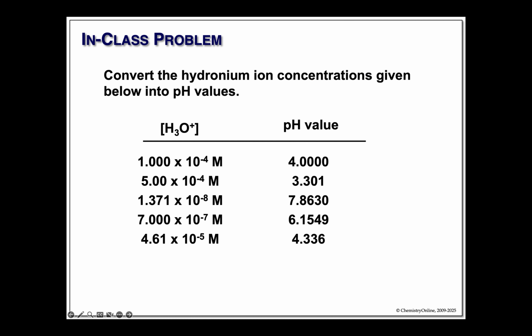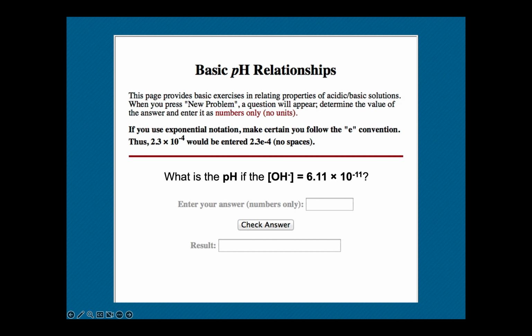All right, 2 more tutorials coming up. I call them pH 1 and pH 2. pH 1. What is the pH if hydroxide is 6 times 10 to the minus 11?